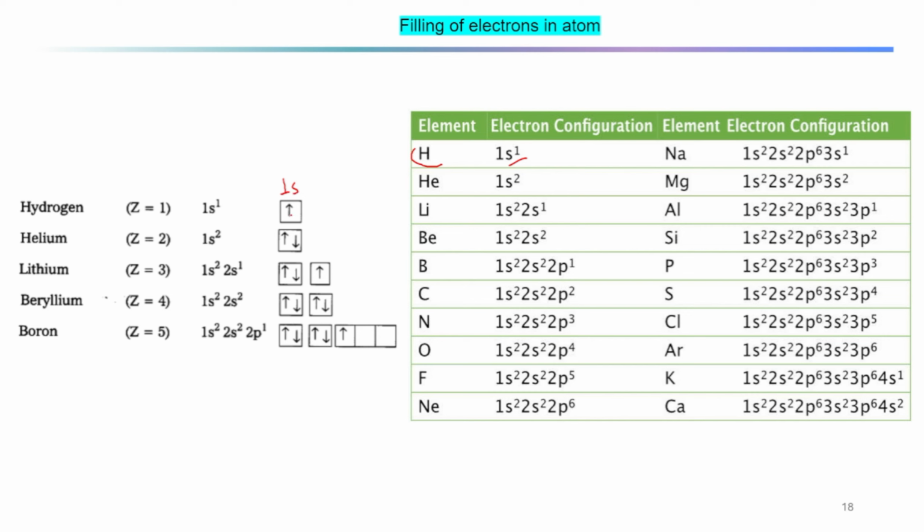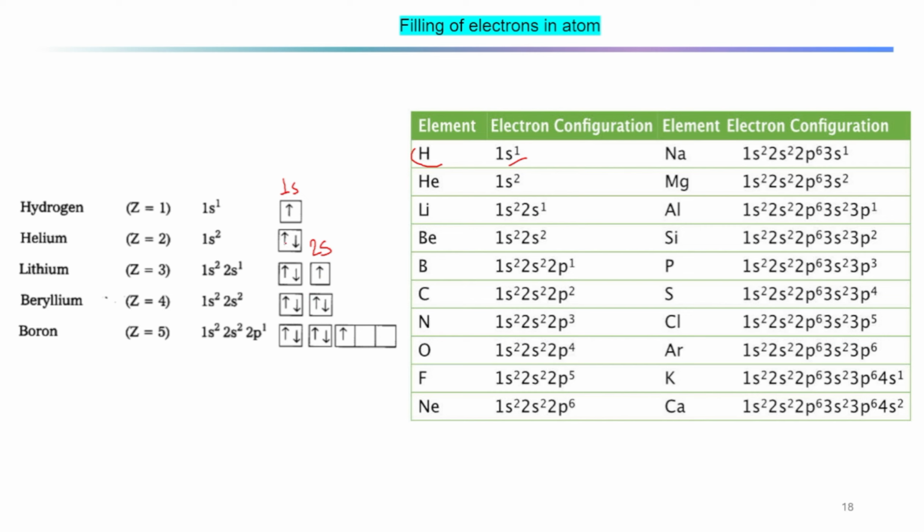Then in case of helium, we have two electrons. Both the electrons go in the 1s orbital, and each and every orbital can take only up to 2 electrons. When we have another electron, that will go in the 2s. Now when we add another electron, that goes also in the 2s.